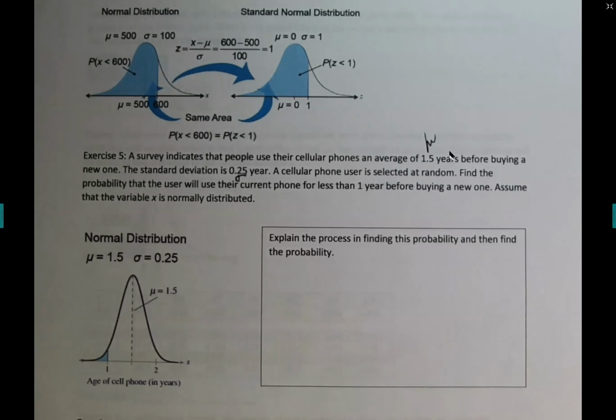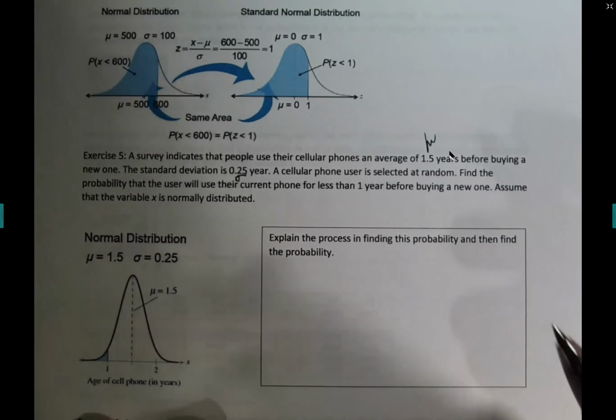This is a very interesting question, guys. We know on average people use their phone for 1.5 years, with a standard deviation of 0.25, before investing in a new one. What portion of phone users buy a new phone before 1 year? What percent of people are gonna buy a phone after having the phone for less than 1 year? I would be interested to find just what proportion of people would be doing this. So let's do the answer here.